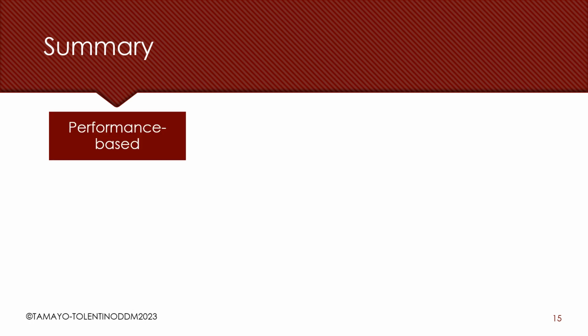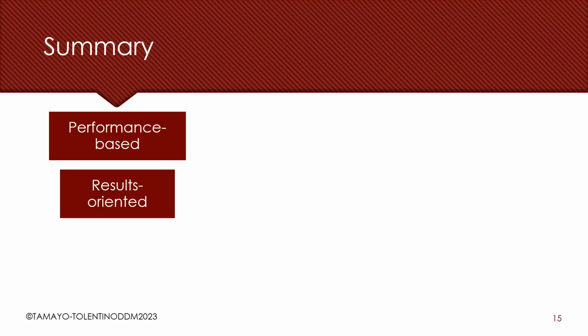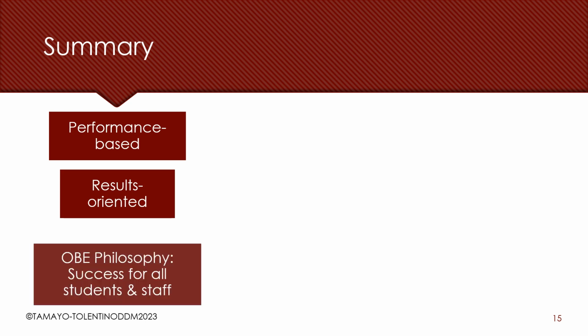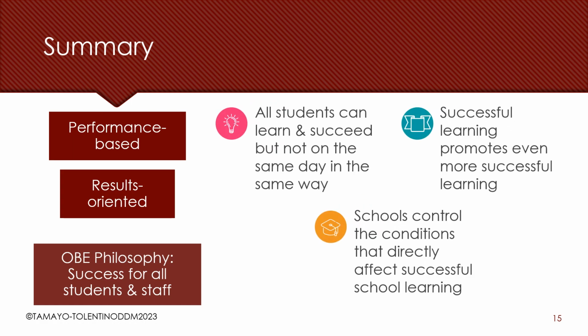In summary, OBE is a performance-based, results-oriented educational approach that ensures all students are equipped with the competence and qualities needed to be successful after they exit the educational system. It also looks at how the school operates in order to accomplish this, because the OBE philosophy believes in success for all students and staff. This philosophy is supported by its three premises: taking into account the differences among the learners, the importance of prior learning, and the role of the schools in successful learning.